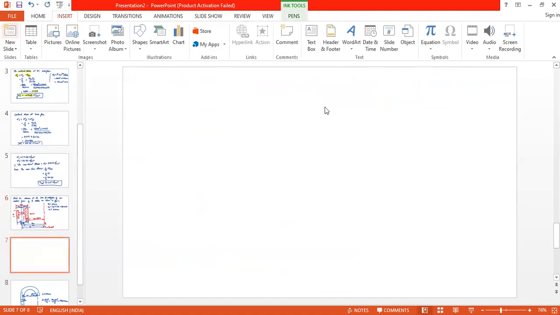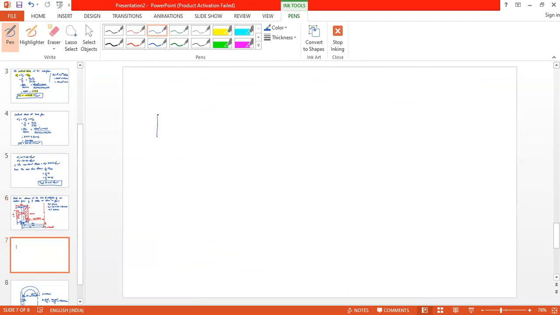So how to get the value of Rc? To find the value of Rc, I need to find the Cg, the distance between the inner fiber and the Cg. So here, can I divide this I section into three areas? Can we divide like this?